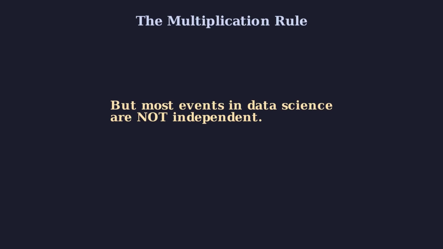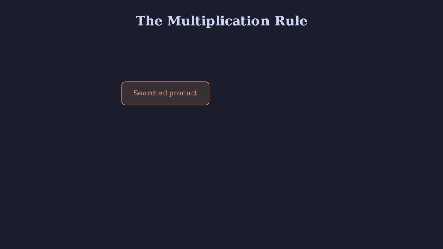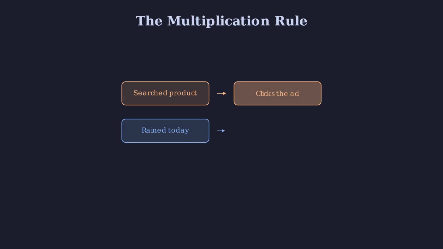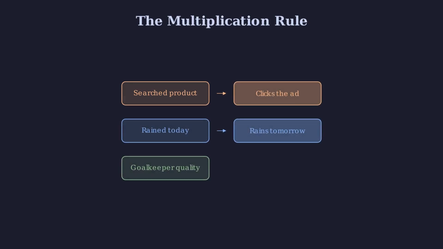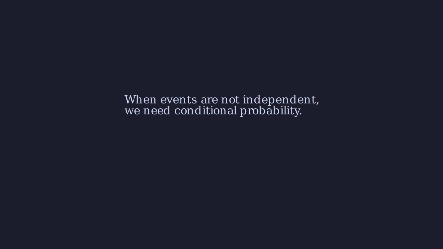But here's where it gets interesting. Most events in data science are not independent. Whether a customer buys depends on what they browsed. Whether it rains tomorrow depends on whether it rained today. Whether a patient recovers depends on which treatment they received. When events are not independent, we need conditional probability.